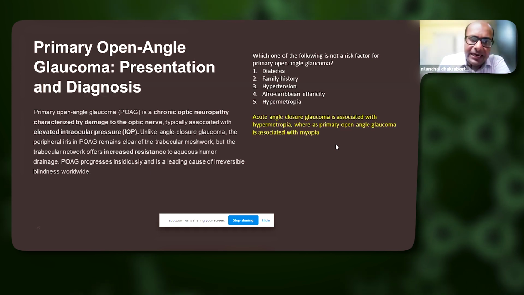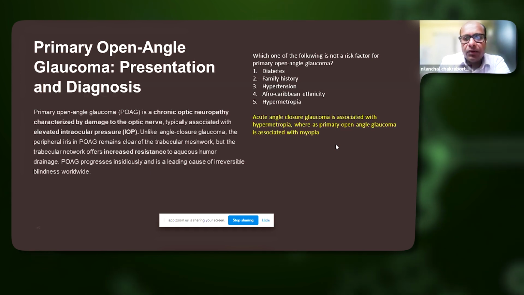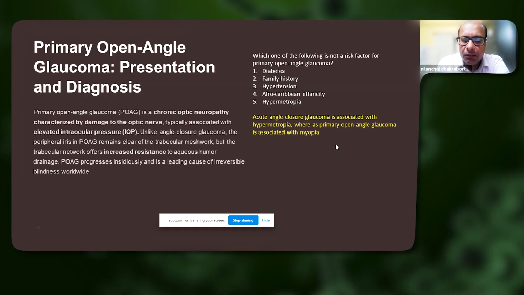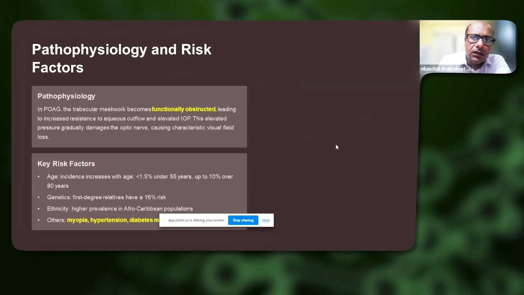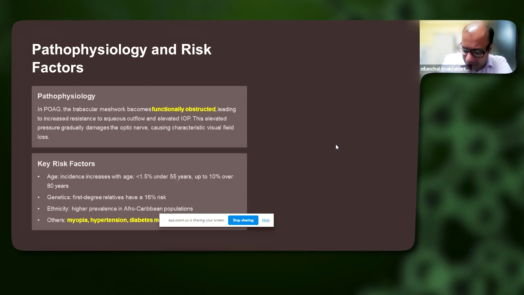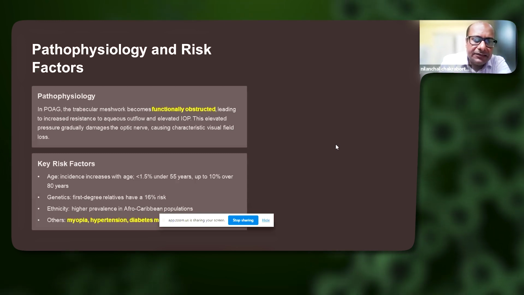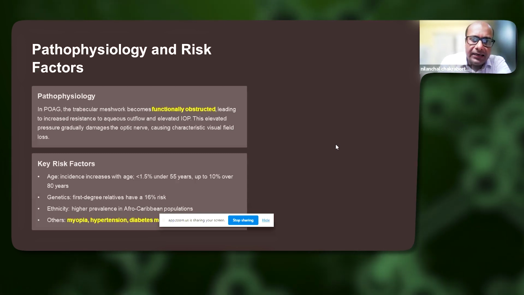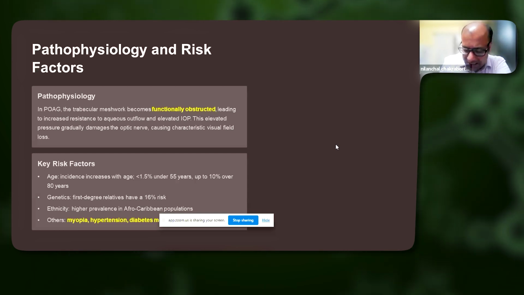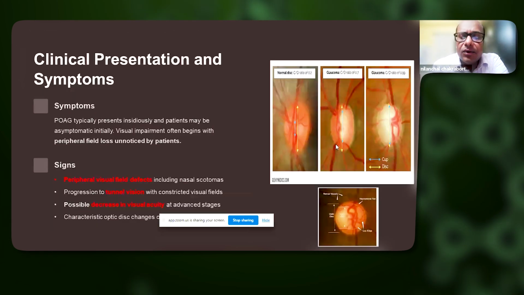In both types, there will be a rise in the intraocular pressure, and ultimately it will cause a problem at the optic disc, causing swelling, and the optic cup will be larger in diameter. So in open angle glaucoma, it is functionally obstructed. So hypermetropia is not a risk factor. It occurs more in myopic, hypertensive, diabetic vasculopaths, and it may be higher in the Afro-Caribbean population, but not in patients with hypermetropia, which is a risk factor for angle closure glaucoma.